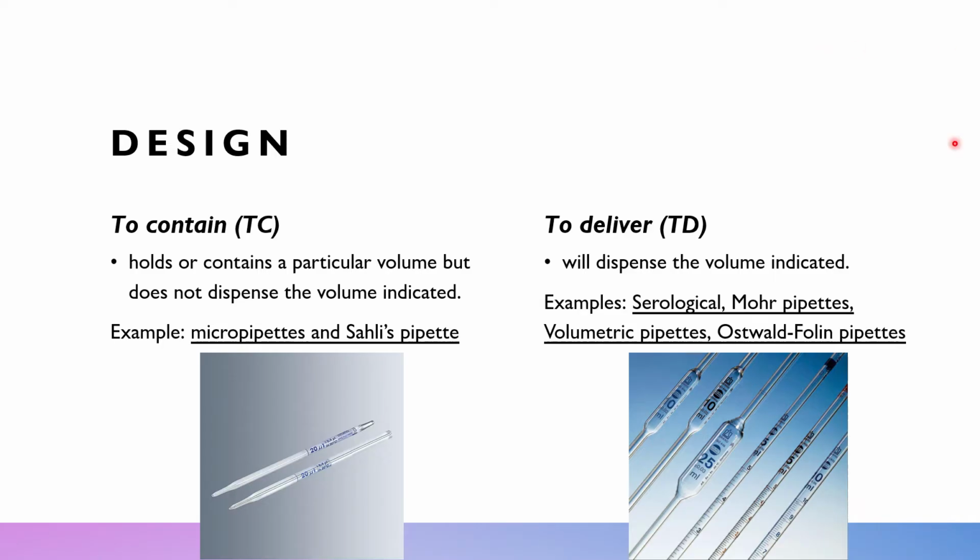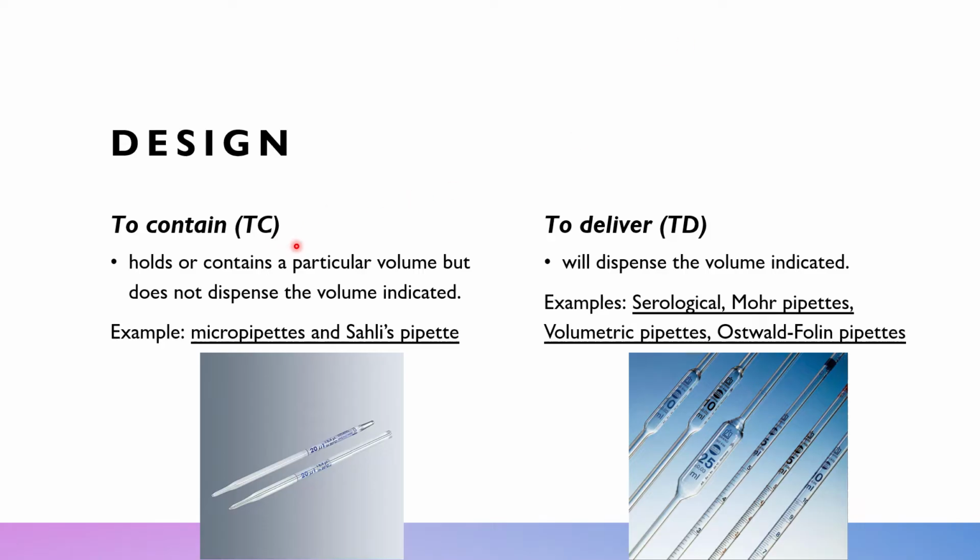Most manufacturers class stamp either TC or TD near the top of the pipette. That's to alert us, the users, as to the type of pipette is used. So this is under design, either TC or TD.